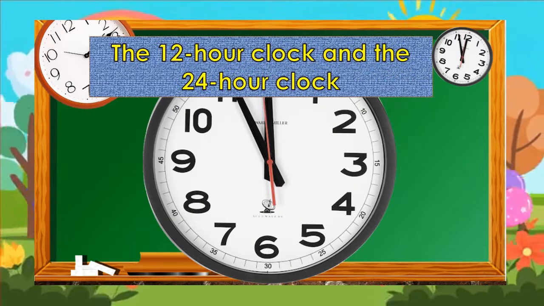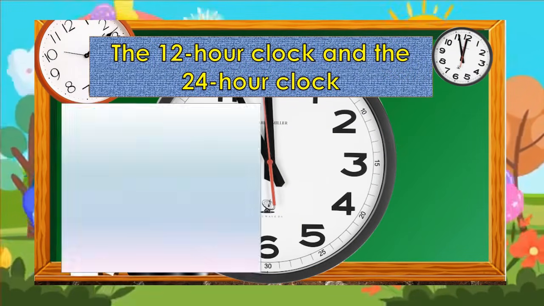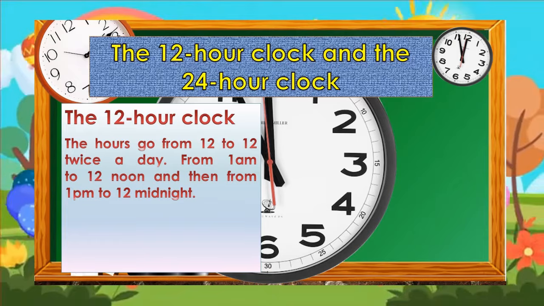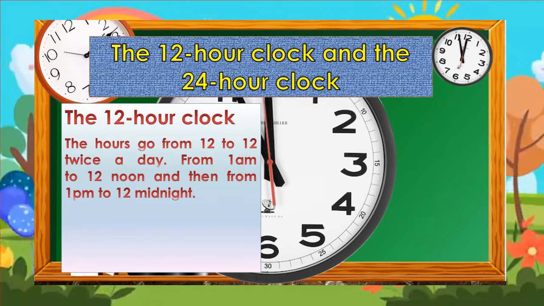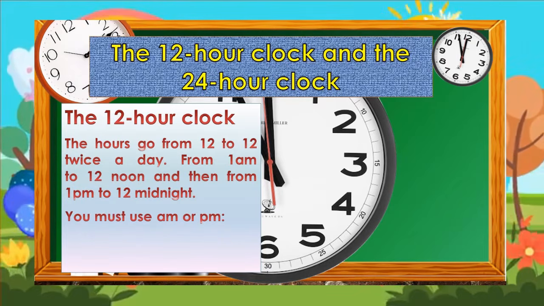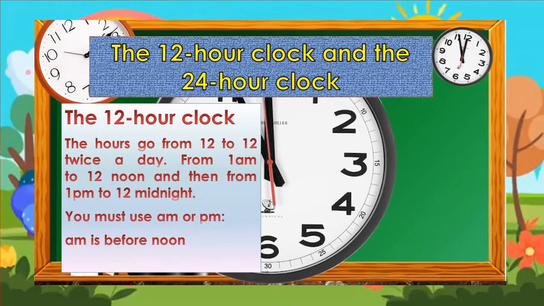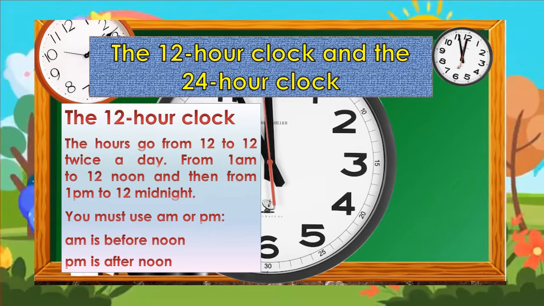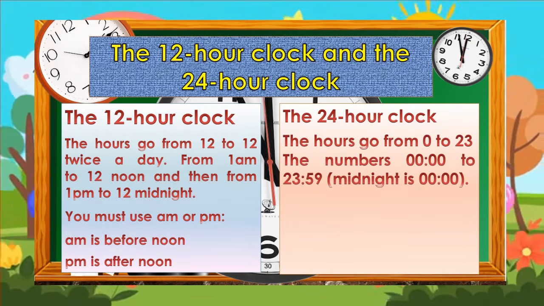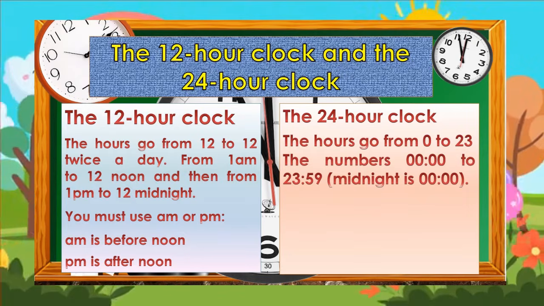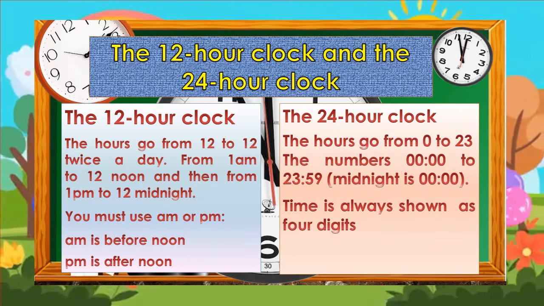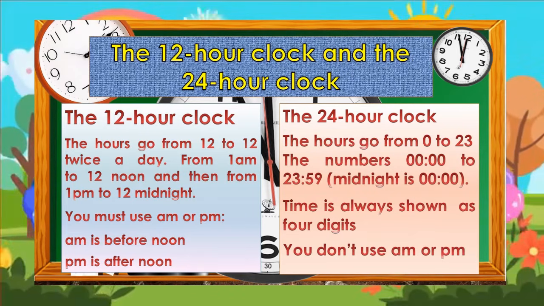The 12-hour clock and the 24-hour clock. When we talk about the 12-hour clock, the hours go from 12 to 12 twice a day, from 1 a.m. to 12 noon, and then from 1 p.m. to 12 midnight. You must use AM or PM. AM is before noon, while PM is after noon. On the other hand, in the 24-hour clock, the hours go from 0 to 23. The numbers go from 0100 hours to 2359 hours. Time is always shown as 4 digits. You don't use AM or PM.